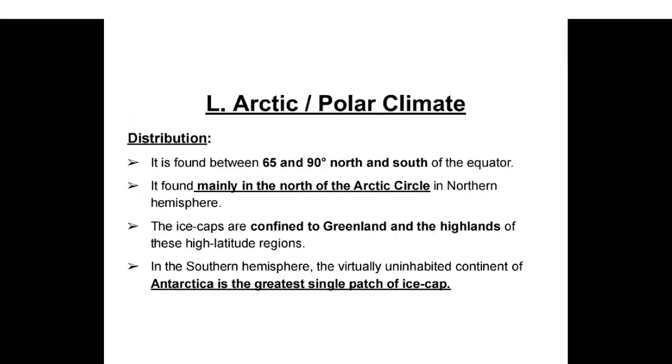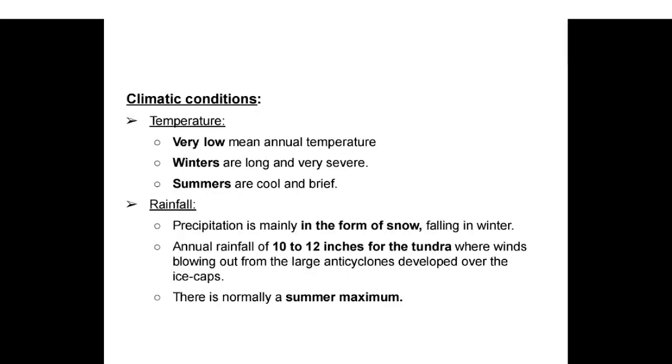Arctic or the polar climate. It is found between 65 and 90 degrees north and south of the equator. It is found mainly in the north of the Arctic Circle in the northern hemisphere. The ice caps are confined to Greenland and the highlands of these high latitude regions. In the southern hemisphere, the virtually uninhabited continent of Antarctica is a greater single patch of ice cap.